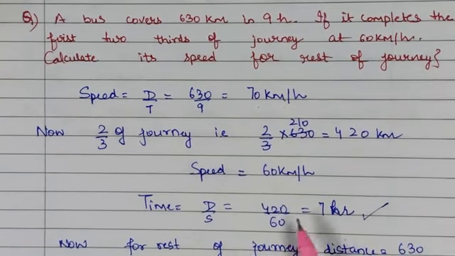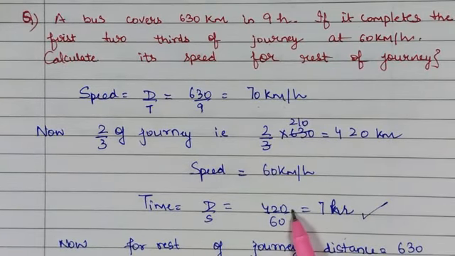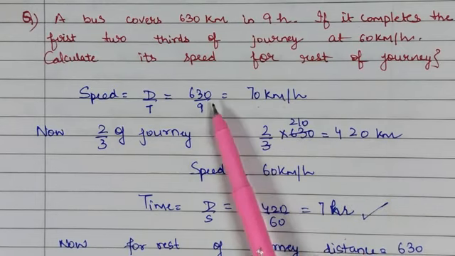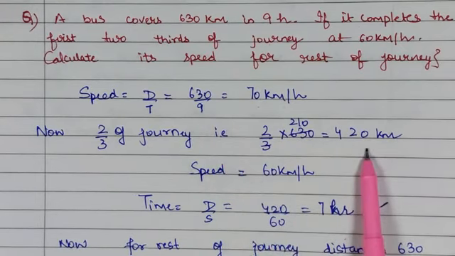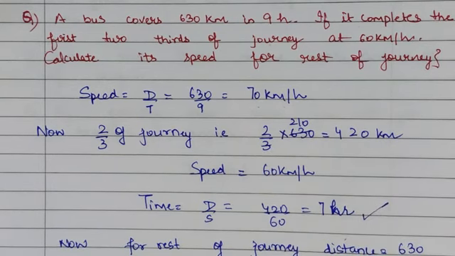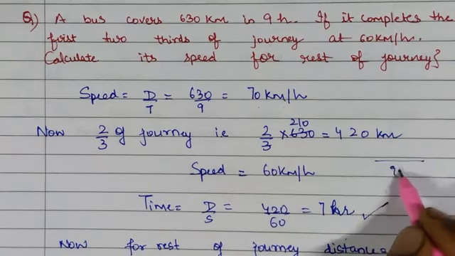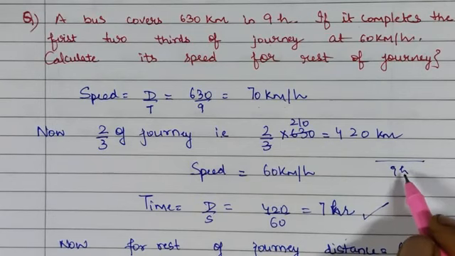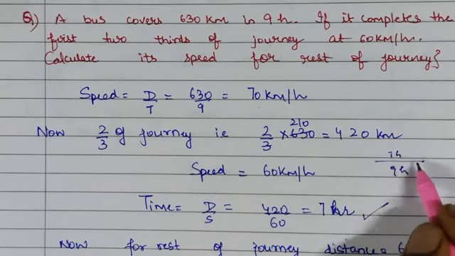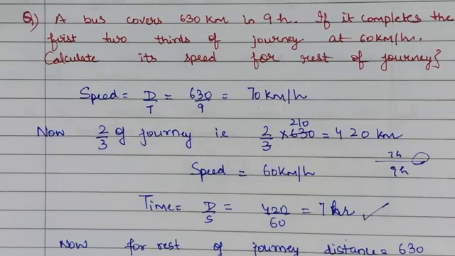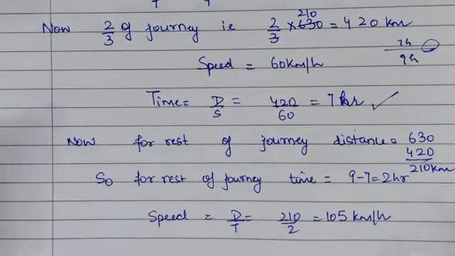Now 420 kilometer he has covered. Now how much distance is left? 630 minus 420, that is 210. So now for the rest of the journey, the time will be what? The bus took 9 hours in total, and for 2/3 of the journey it has already taken 7 hours. So how much time is left? He has to cover that distance in 2 hours now. So the speed should be distance upon time, that is 105 kilometer per hour. It means the bus has to move very fast.